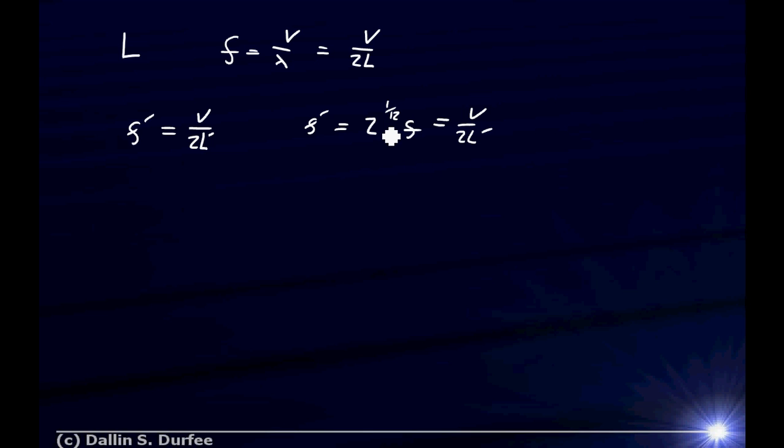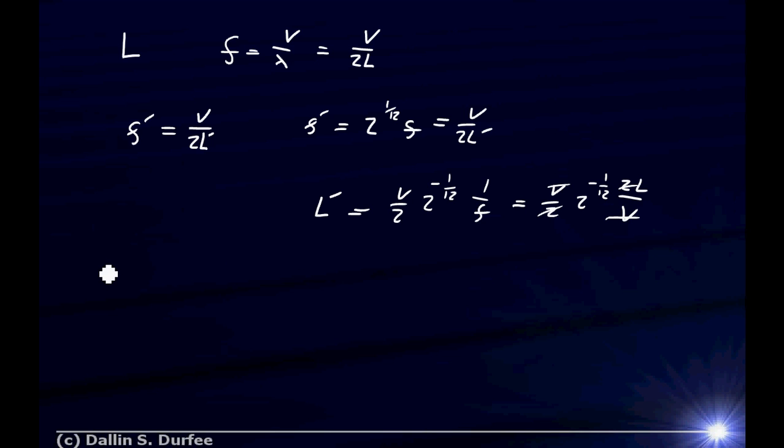All right? That means what? If I solve this for L prime, multiply and then divide, I'm going to get v over 2 times 2 to the negative 1/12 times 1 over f, right? But what does f equal? f is just v over 2L, right? So this is going to be 2L over v. The v's cancel, these 2's cancel, and we find then that L prime is just 2 to the negative 1/12 times L. So just a little bit shorter than L, all right?